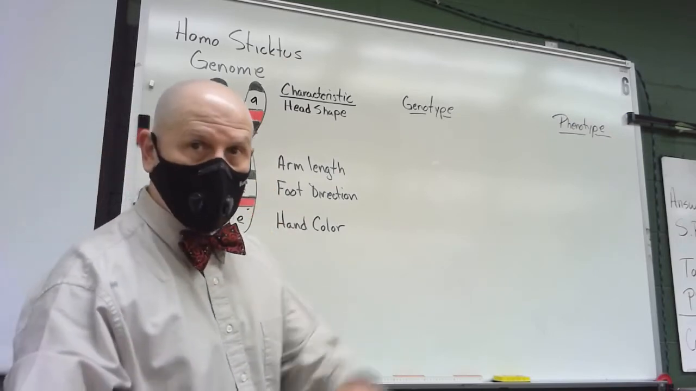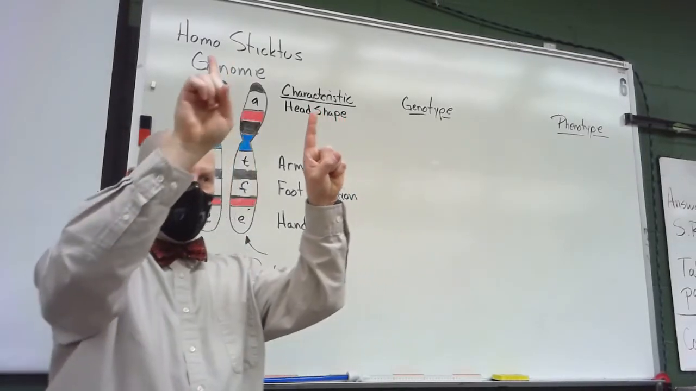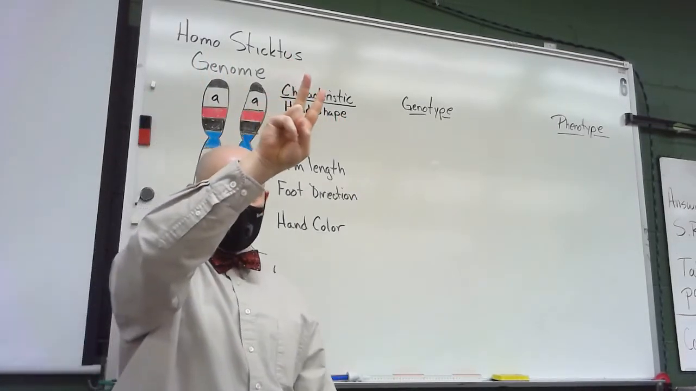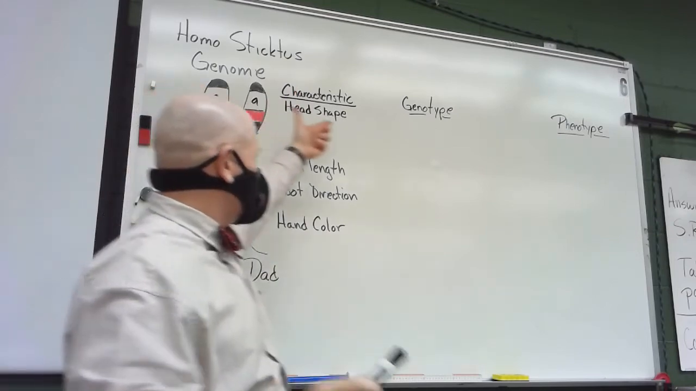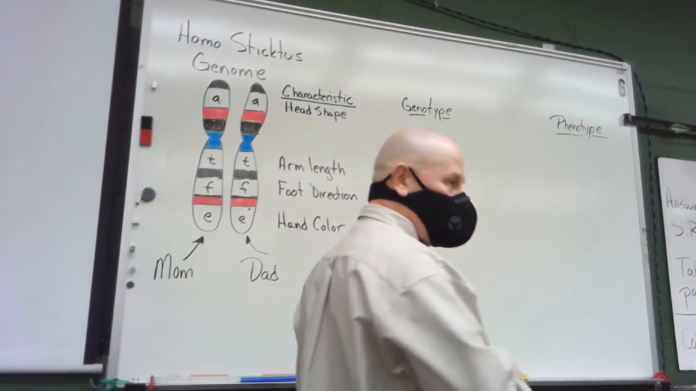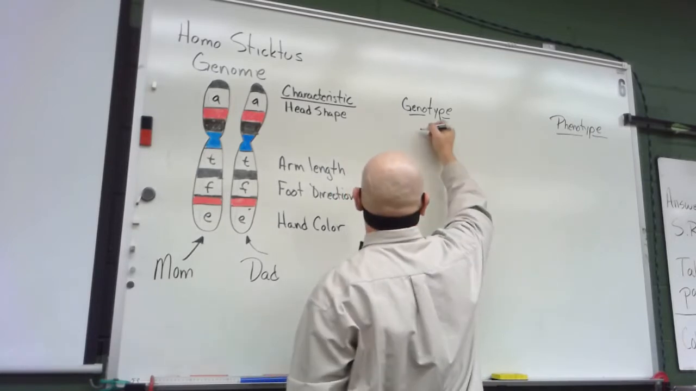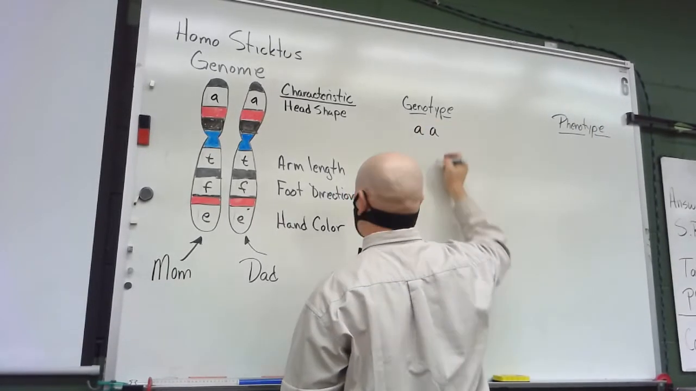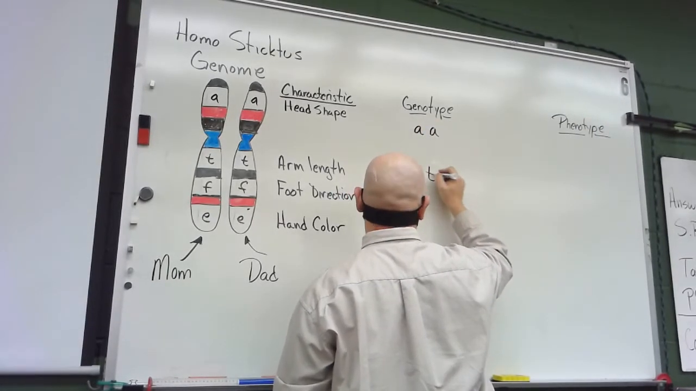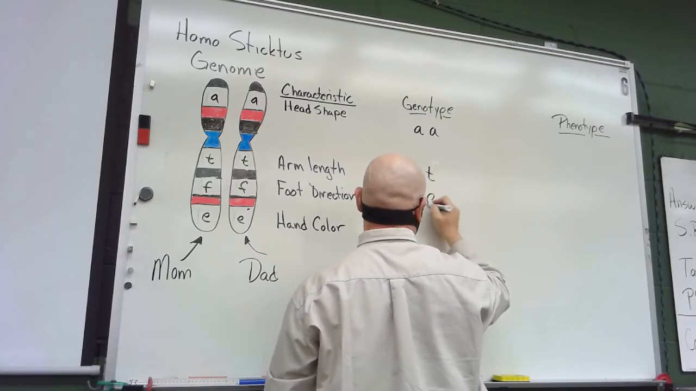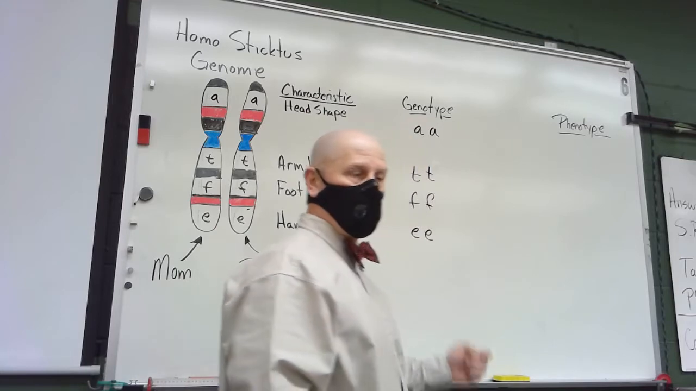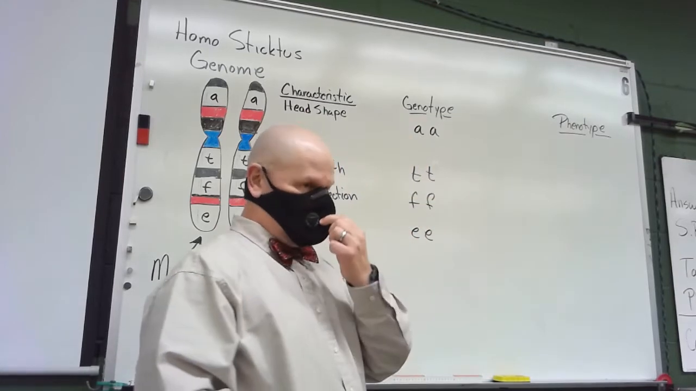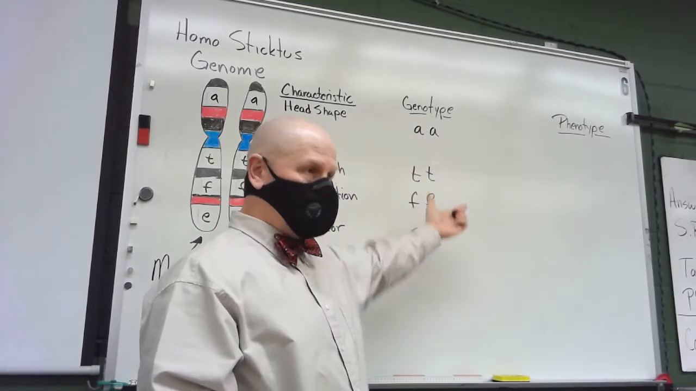We now got half the instructions from mom, half from dad, come together to make a complete set. We now can take these alleles and record the genetic code, the genotype. And we've got little a, little a, little t, little t, little f, little e, little e. Well, now that I have a code, I can produce the offspring.